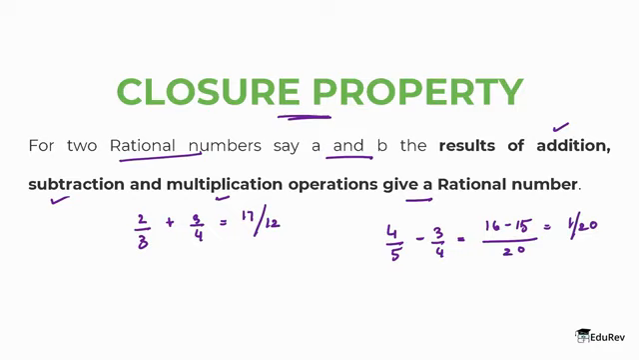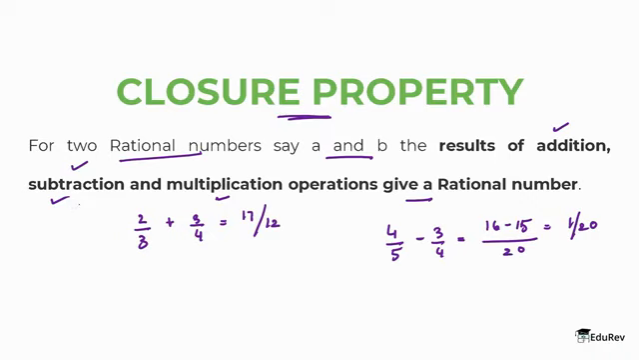Why? Because it's of the form p by q, where q is not equal to 0, which is 20 in this case, and both p and q, that is 1 and 20, are what? Integers. So that means 1 by 20 is also a rational number. Hence, we have proved the closure property for the case of subtraction as well. Now let's see the case of multiplication.